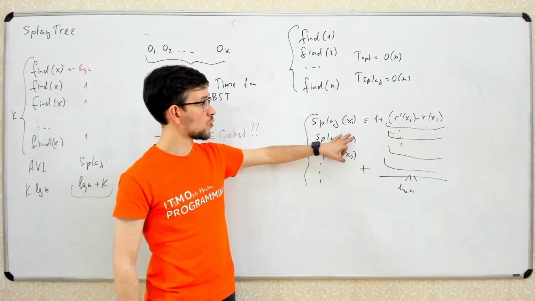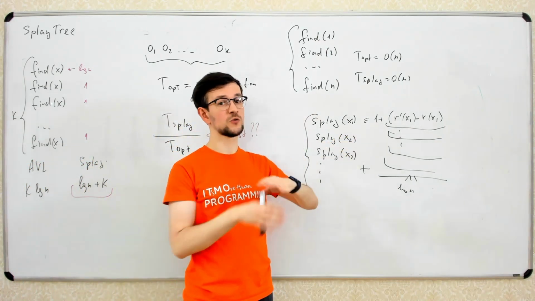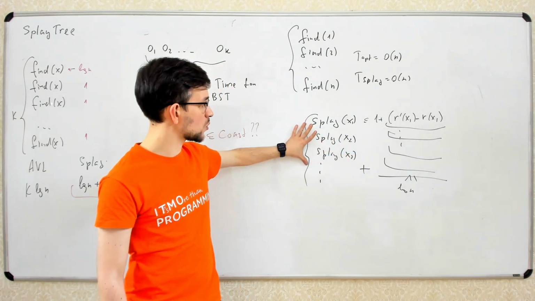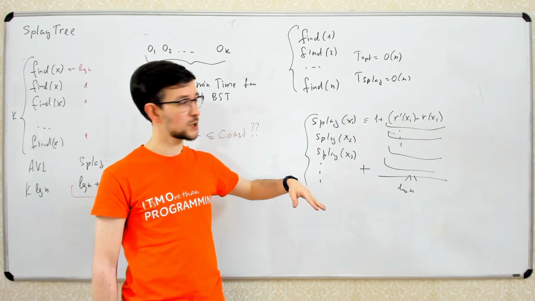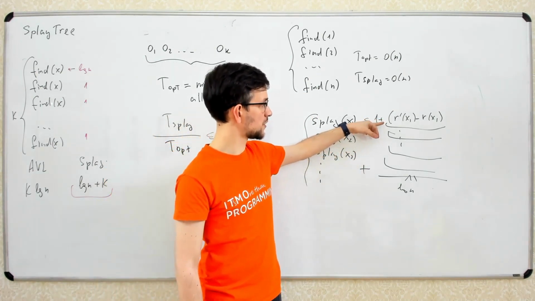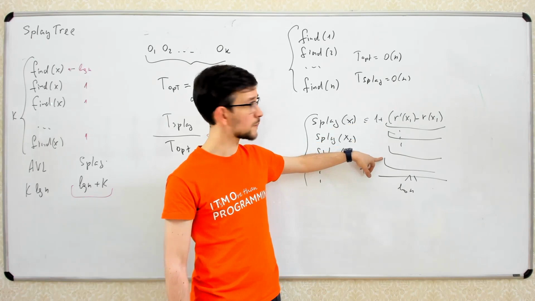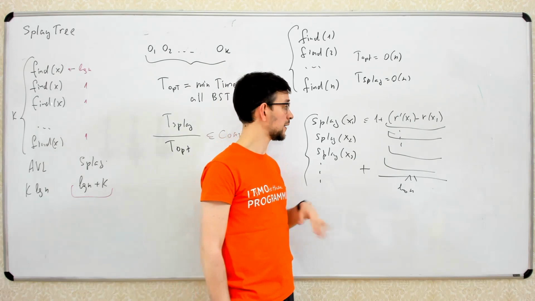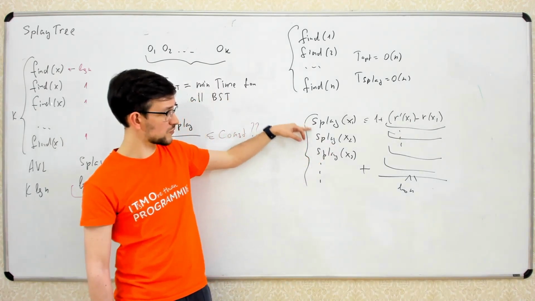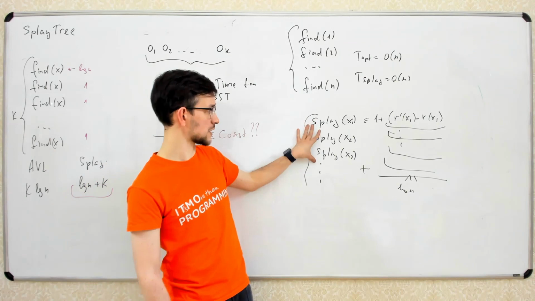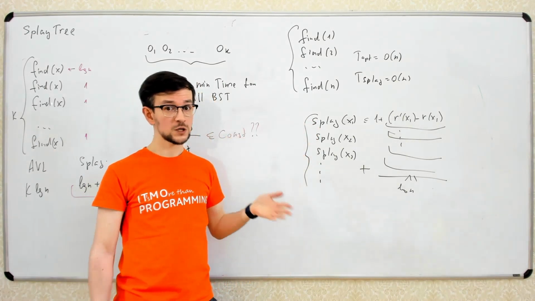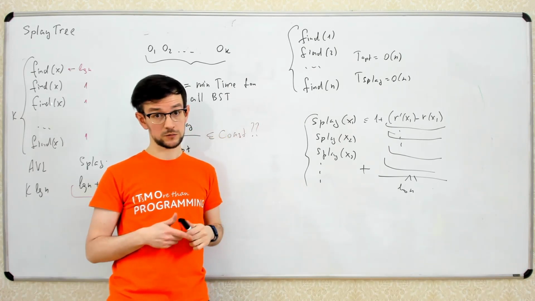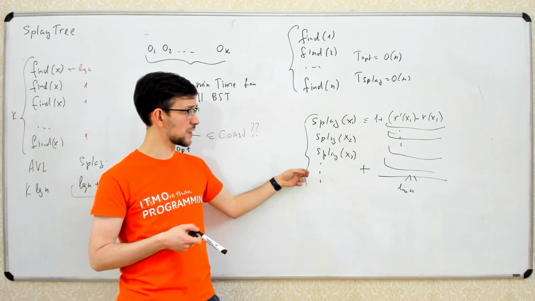So we will maintain some weights with the same potential function, and when we have a sequence of splay operations, we will calculate the sum of all these time complexities, and this sum will be no more than log n. And if you just use the regular binary search tree, you will have log n in all these operations, and so this sum will be log squared. So we will optimize another data structure using these splay trees instead of regular binary search trees. That's the plan for the future.